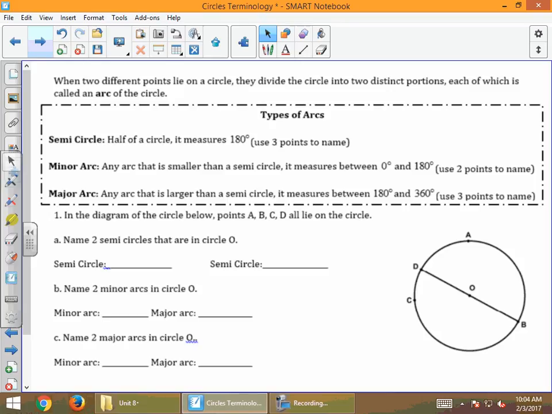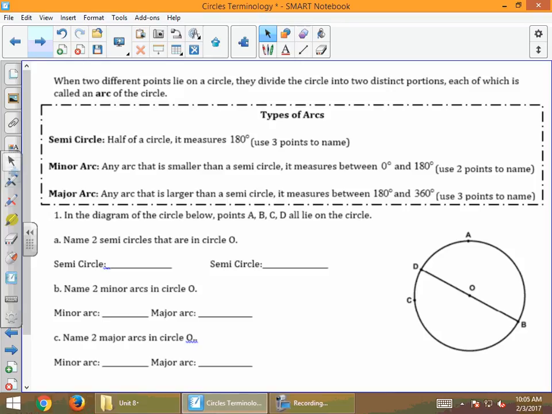When two different points lie on a circle, they divide the circle into two distinct portions, which is called an arc. So an arc is just kind of like a chunk of the outside of the circle. Like taking a piece of pizza across. So one type of arc is a semicircle, which essentially is just half of a circle. What's a full circle? What's its measure? 360. So a semicircle would be what? It's half of a circle. 180. So semicircles equal 180 degrees.